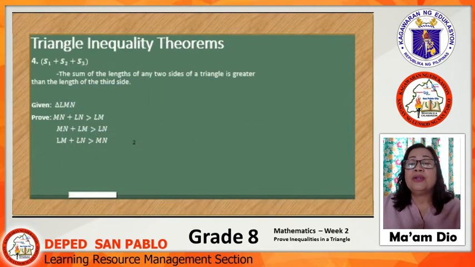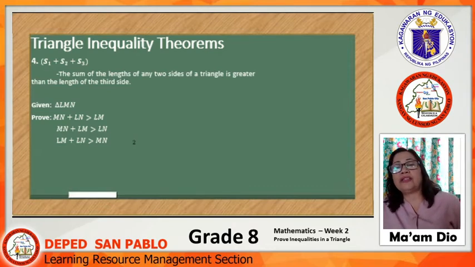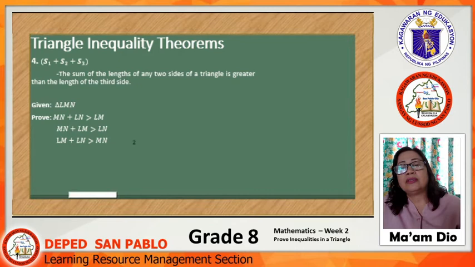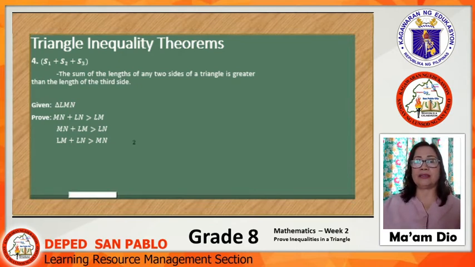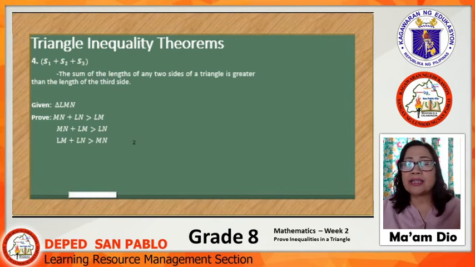Okay, so now let's go to the fourth triangle inequality theorem. It says, the sum of the lengths of any two sides of a triangle is greater than the length of the third side. Let's have an example for us to prove this.